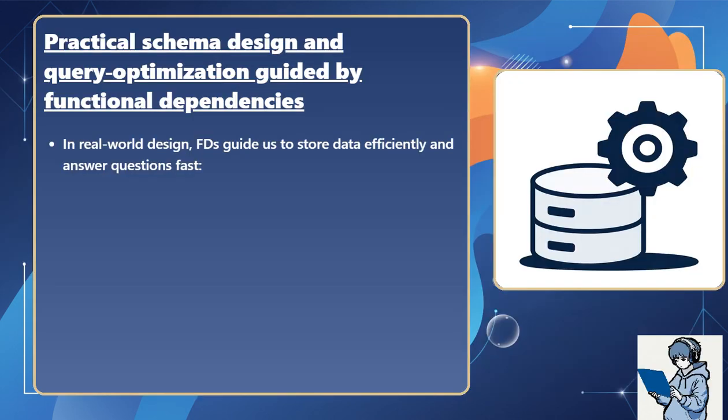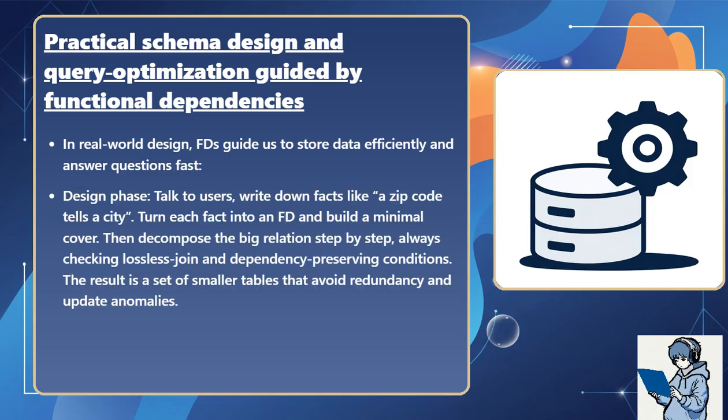In real-world design, FDs guide us to store data efficiently and answer questions fast. Design phase: talk to users, write down facts like a zip code tells a city. Turn each fact into an FD and build a minimal cover. Then decompose the big relation step by step, always checking lossless join and dependency preserving conditions. The result is a set of smaller tables that avoid redundancy and update anomalies.